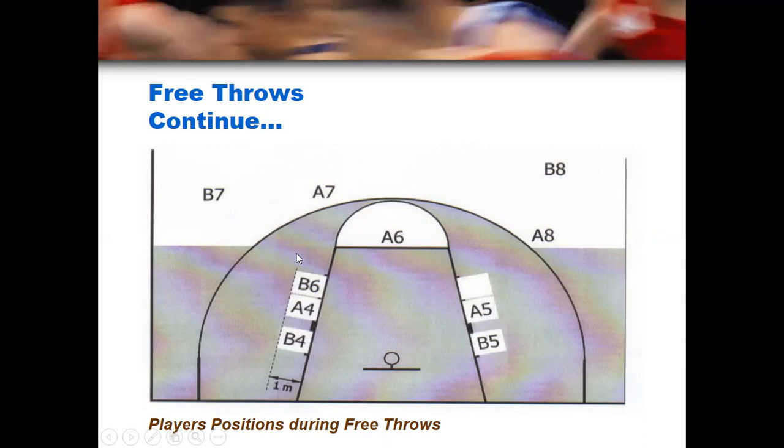Okay, so obviously, most of the time, there will always be more defensive players than attacking players. As you can see here, B6, B4, and B5, those are all defensive players. And then you have 2 attacking players, which is A4 and A5. And then obviously the shooter will make up the third attacking player within this area when a free throw is made.